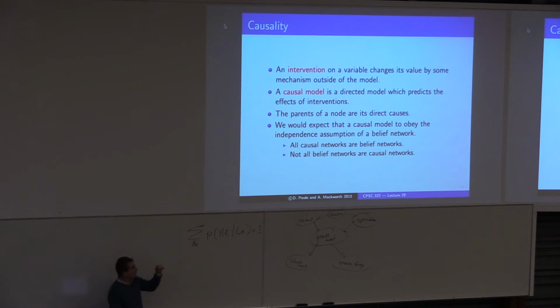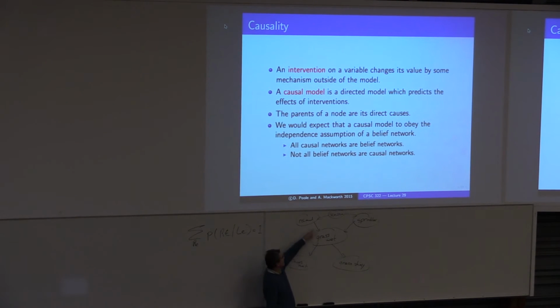The parents of a node are going to be what causes something directly. So I'm going to argue that this is essentially a causal model, because the grass being wet is what causes the shoes to be wet. The grass being wet is what causes the grass to be shiny. What causes the grass to be wet? It's either rain or sprinkler. Right? So in some sense, it's a model that obeys this causality assumption about interventions.